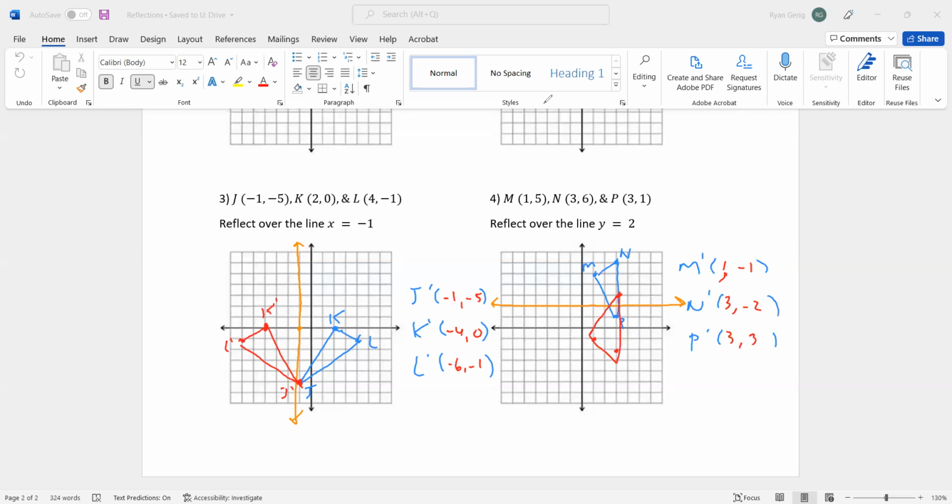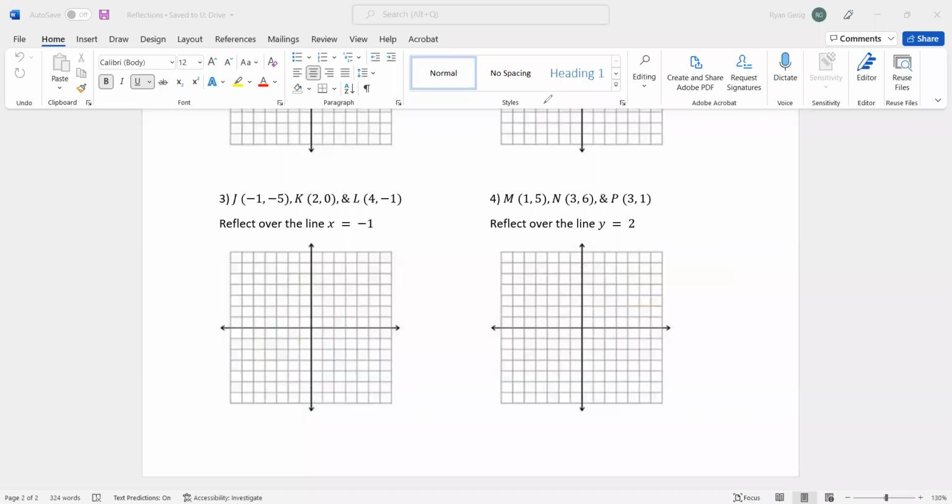Draw that figure. Oh, that was pretty bad. Let me try that again. A little bit better. So this one was P prime, this one was N prime, and this one was M prime. Okay, and that's reflections. Next video, we're going to cover translations, and then rotations will be the last one.